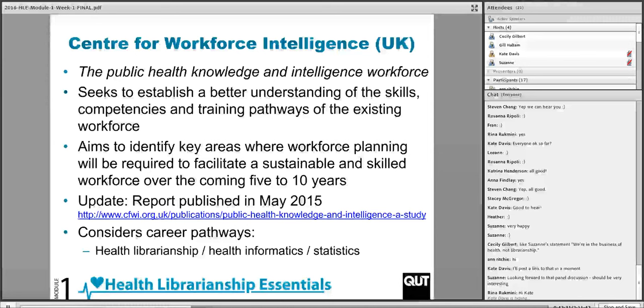So the report itself looks at, again, within the UK, the policy context. It gives some demographic information about the workforce, the different career pathways, education and training, etc. So I encourage you to look at it. While it's a UK study, there are parallels in terms of the workforce in Australia compared to the workforce in the UK as well. So it might give you some insights about some of the challenges, some of the opportunities around that.